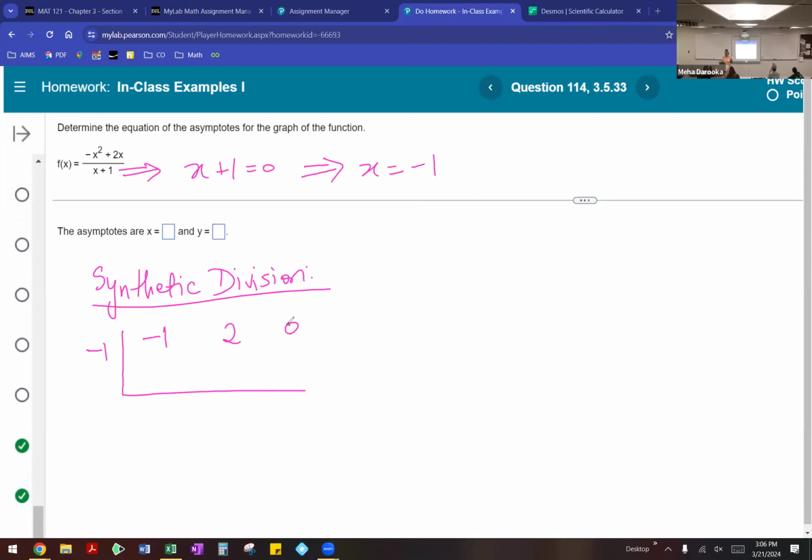Okay. And then again, remember, guys, synthetic division, you bring the first term down as it is. So that will give us -1 comes down, negative times negative will be positive, 1 times 1 is 1, 2 plus 1 is 3, 3 times -1 is -3, which of course then adds up to -3 as well. So remember, this is your remainder.